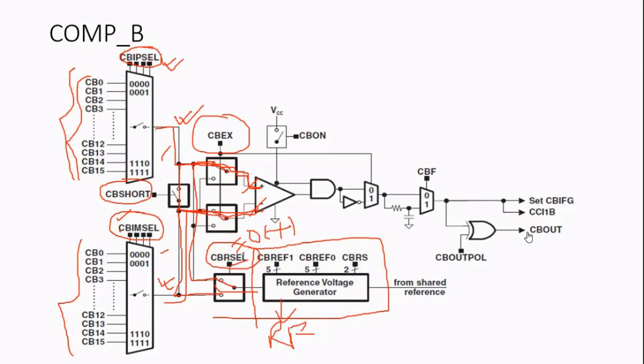Now come to the bits CB reference 1 and CB reference 0. This is called reference voltage 0. This is called reference voltage 1. These two bits control the output of the voltage generator.